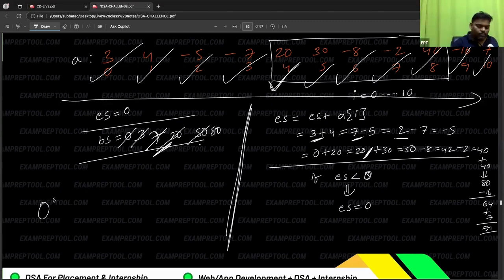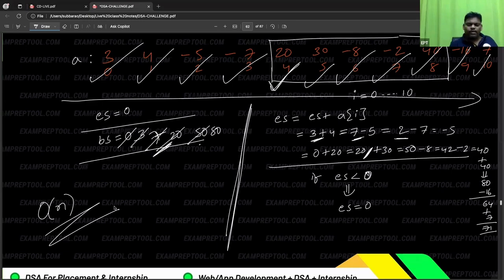More than this, what is there? One scan, order of n. One while loop may be done. More than that, nothing there. Two variables, ES and BS, are there. Right, fine. I hope everyone got it.